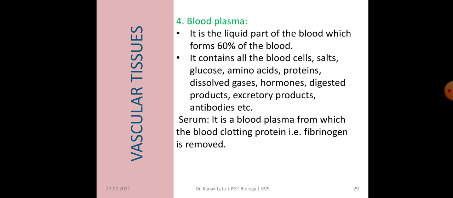Now there is one topic which is serum. What is serum? It is the blood plasma from which the blood clotting protein, that is fibrinogen, is removed. Where is the blood clotting protein present? In platelets. Due to this blood clotting protein, platelets help in clotting of blood. So whenever this protein is removed from the blood, it is called serum.